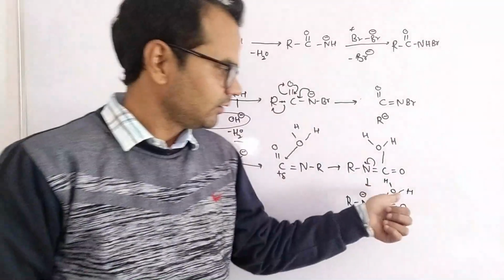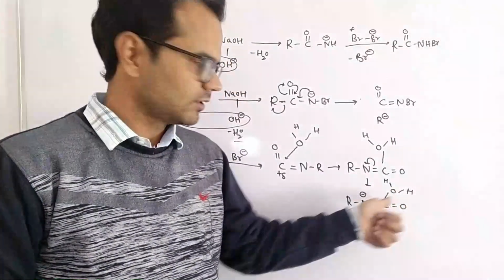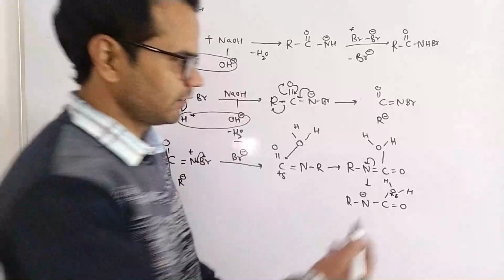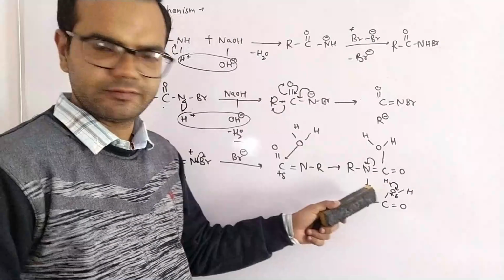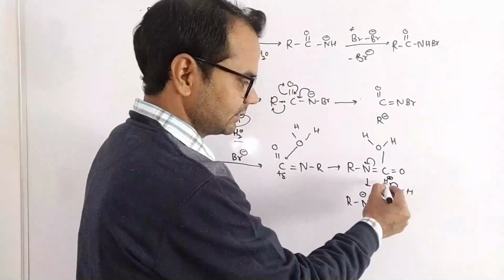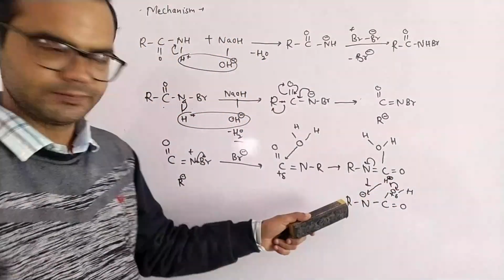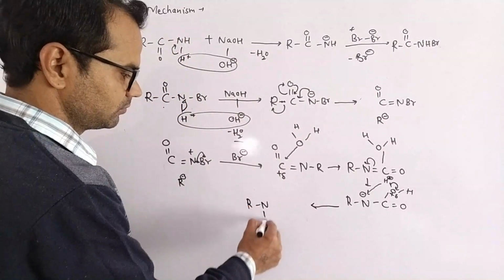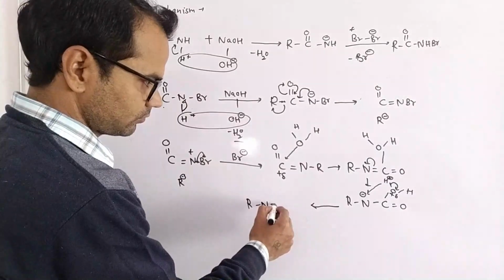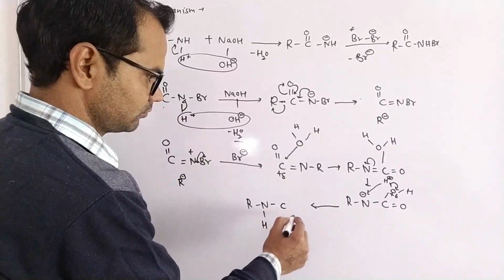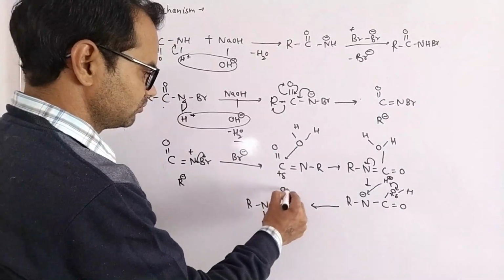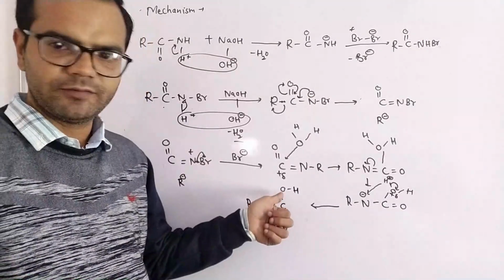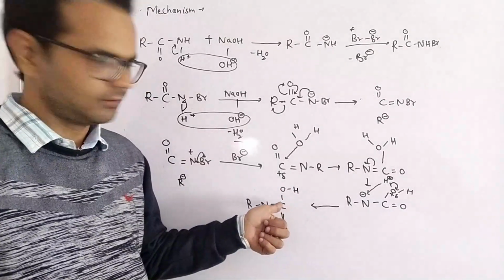Now see next, electrons are transferred from oxygen to carbon. So there is a positive charge on oxygen, and oxygen will attract these electrons towards itself. So this hydrogen will be positively charged and it will combine with the nitrogen. So the remaining structure is RNH, C double bond O, and one OH bond with the carbon.